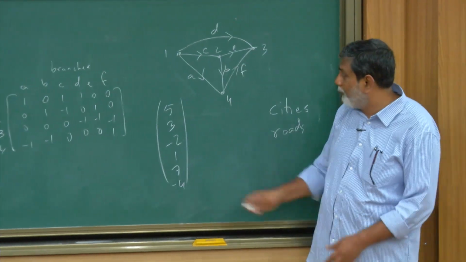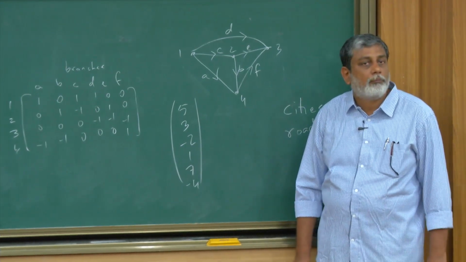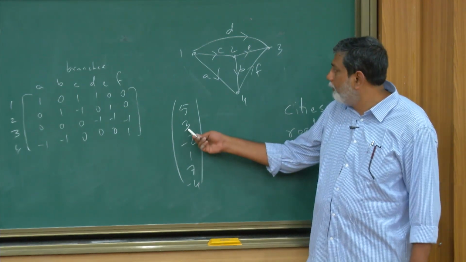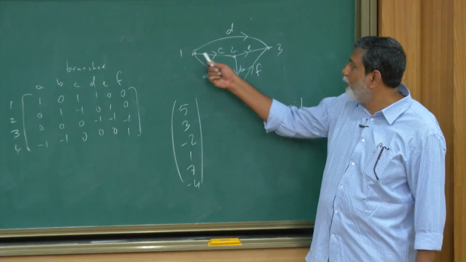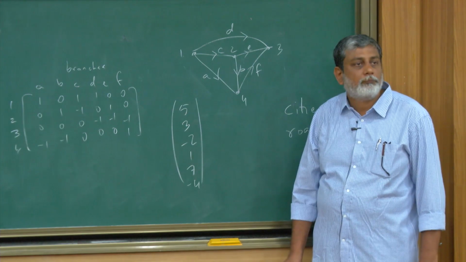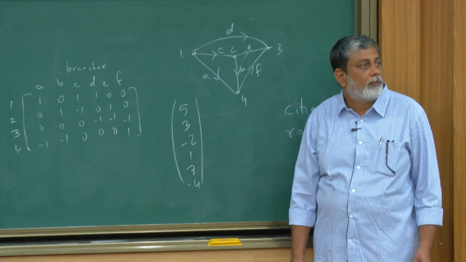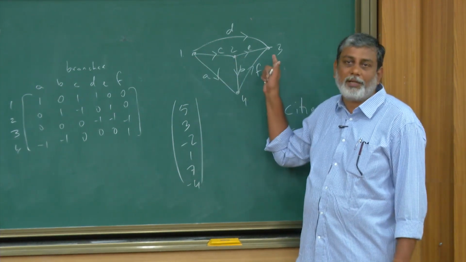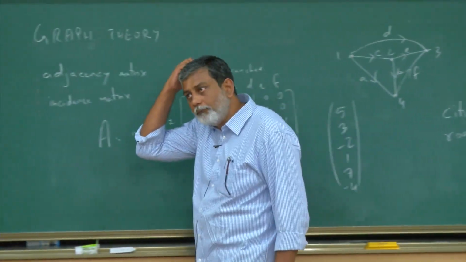How do we interpret this? There are 5 vehicles which went from 1 to 4. 3 vehicles which went from 2 to 4. -2 went from 1 to 2, which means 2 went from 2 to 1. This is okay? When you have negative numbers, it just means that it didn't go in the direction of the arrow, it went the other way.